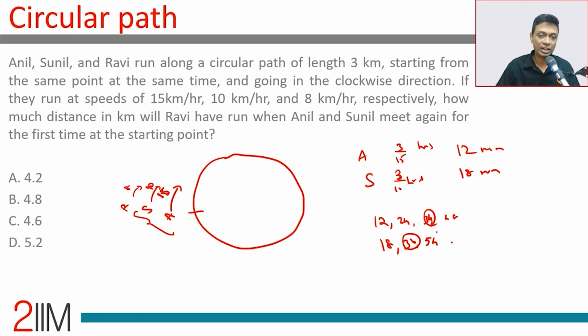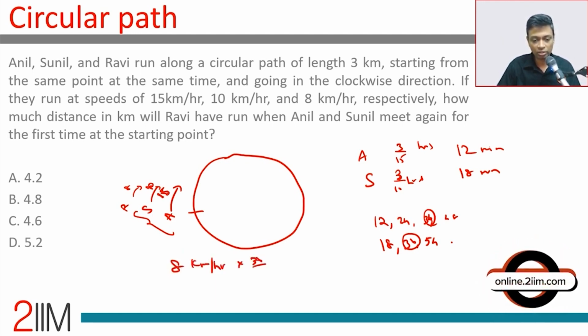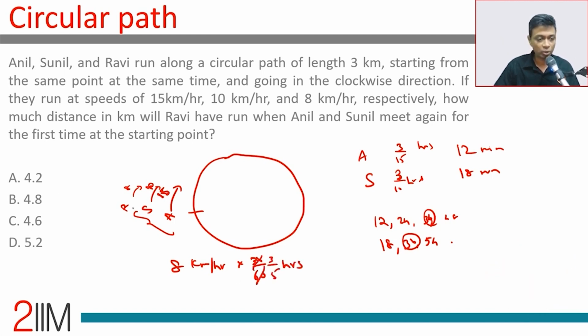So how much does Ravi run in 36 minutes? Ravi runs at a speed of 8 kilometers per hour. 8 kilometers per hour into 36 by 60 hours. 36 by 60 is 3 by 5. 8 by 5 is 1.6, into 3 is 4.8 kilometers.